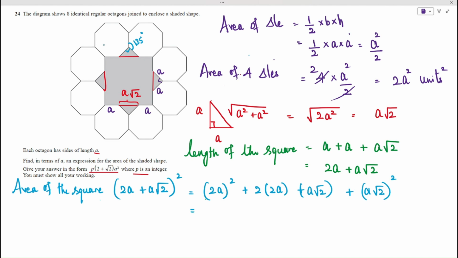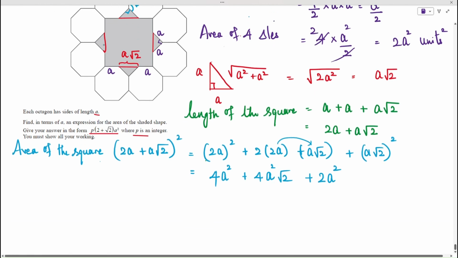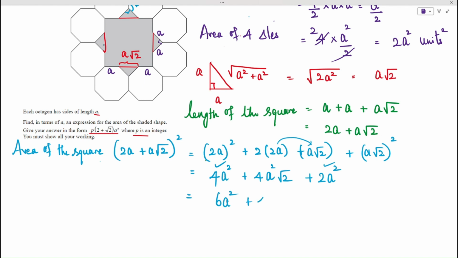And now we're going to deal with each of our individual terms. So 2a the whole squared is 4a squared, plus 2 times 2a is 4a. And if we multiply that with a root 2, we're left with 4 root 2 a squared. So we can write it in this form. And for our a root 2 the whole squared, we're left with 2a squared. Now we can bring our terms together. So our 4a squared and our 2a squared can be brought together. So we have 6a squared plus 4 root 2 a squared.